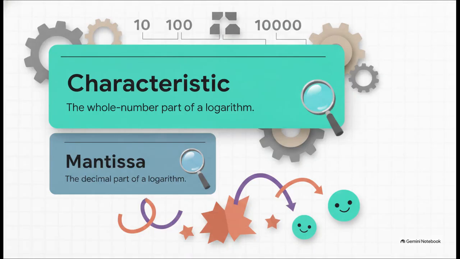But wait a second, I know what you're probably thinking. We've only been using perfect, round numbers with zeros so far. What about the messy, everyday numbers? Well, to handle those, we just split our translated number into 2 friendly little pieces. We have the characteristic, which is just a fancy way of saying the big whole number part, and then we have the mantissa, which is an even fancier word for the tiny decimal pieces left over.